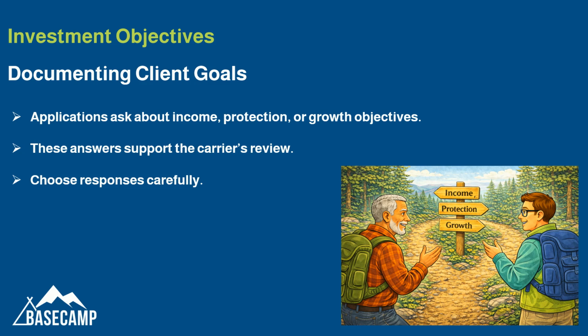Rather than selecting an option quickly, a short review with the client can help ensure the response aligns with what they've shared about their priorities. The illustration on the slide reflects that idea as well. You can see two individuals standing at a fork in the path, with signs pointing toward income, protection, and growth. It's a reminder that clients may approach financial decisions with different priorities, and the application simply records which direction best represents their goals. Taking a moment to choose these responses carefully can help ensure the documentation reflects the client's objectives as part of the retirement strategy being considered.